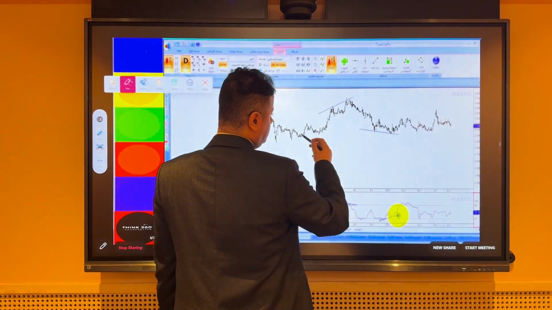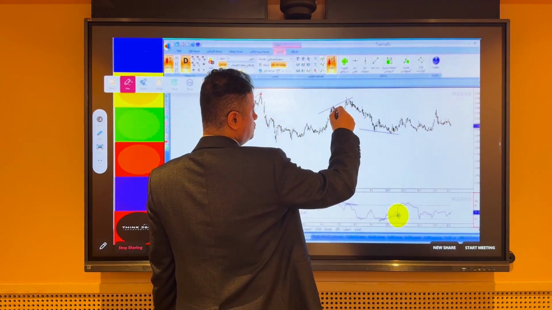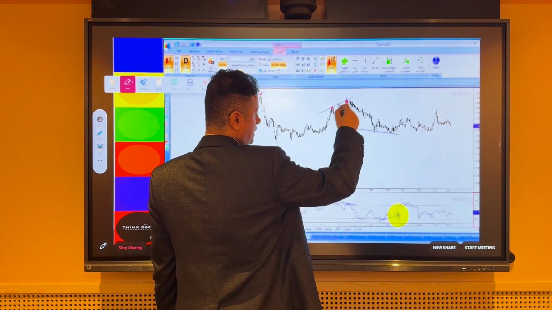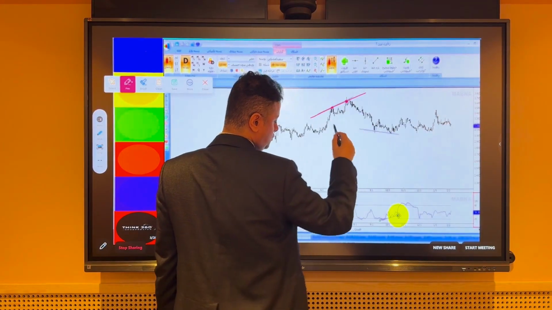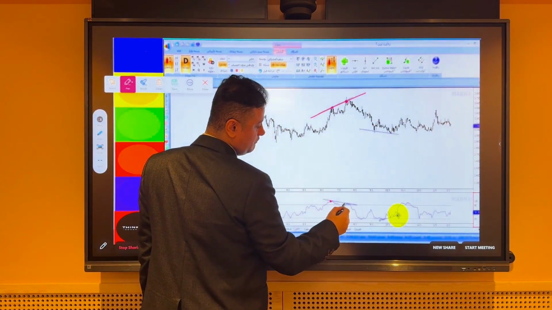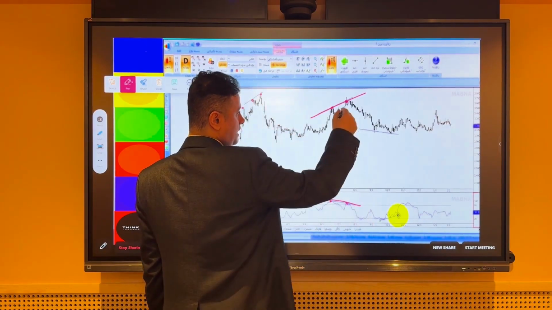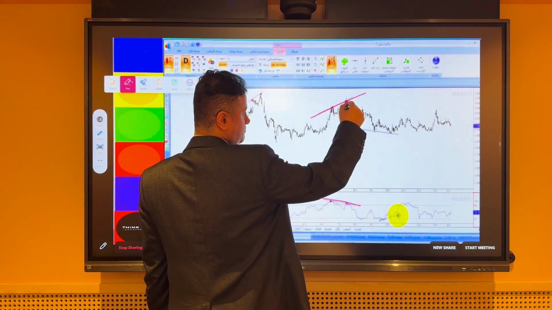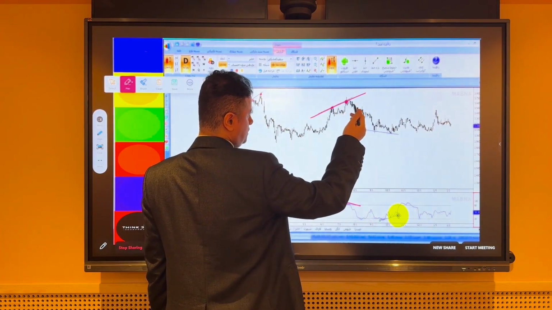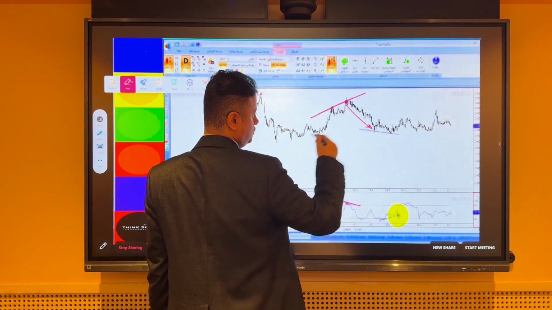And further on, once again, in an upward trend, we see two peaks that create a line with a positive slope. And corresponding to it, a line with a negative slope has formed in the MFI. That's why we are observing the phenomenon of negative divergence there. After that, we should expect to see a decline in the stock chart.